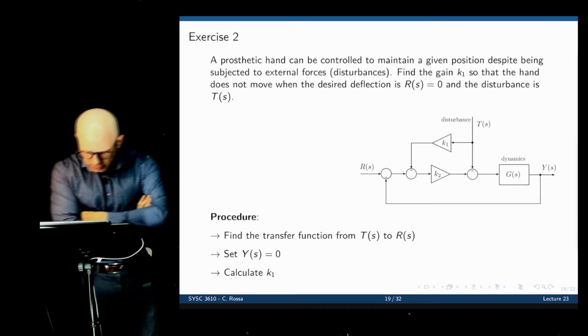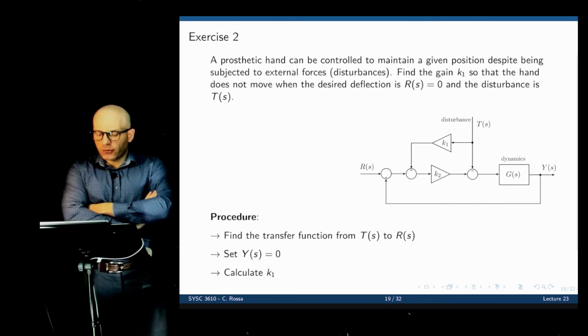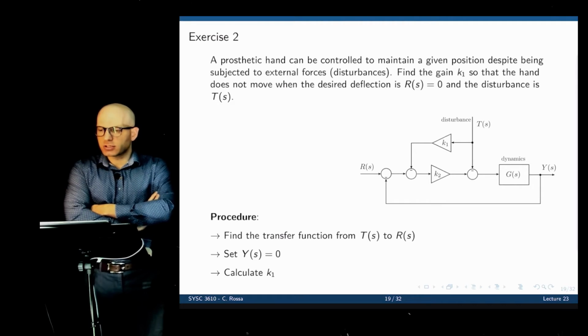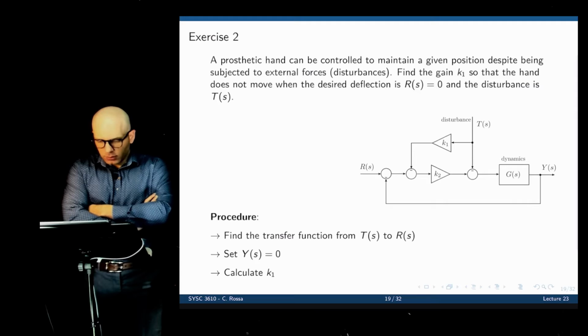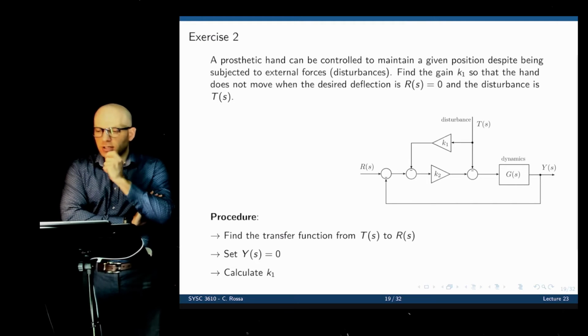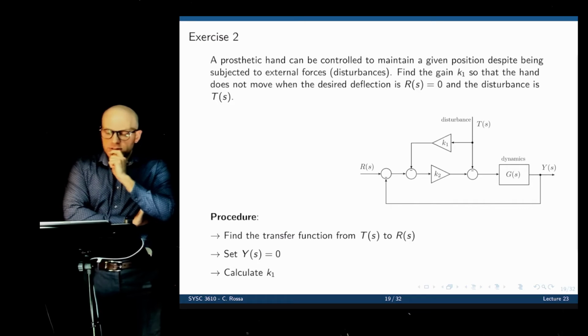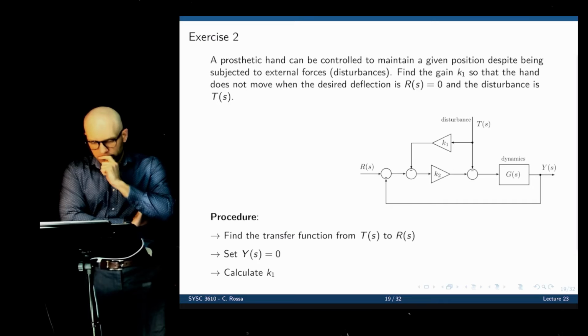So let's recap what we're doing here. We have this feedback control system that regulates the position of the prosthetic hand. There is a force being applied to the hand as a disturbance, and we want the system to remain static, not to move. So when R of S is a desired input that is 0, so do not move, the desired output is 0. We want the output to be 0, despite the fact that this may be subjected to disturbances.